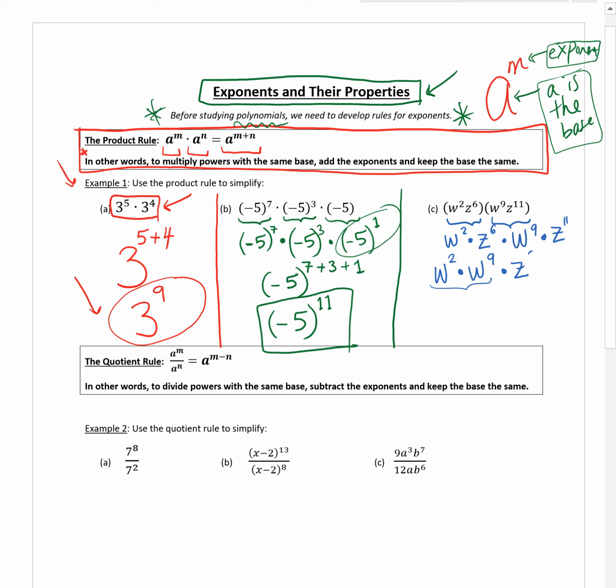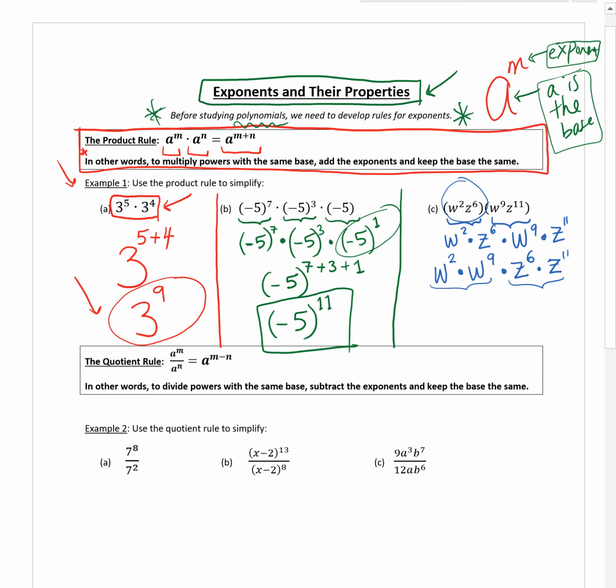There was a z to the 6th, and then there was a z to the 11th. Because I have no hope of combining, I can't multiply w to the 2nd power and z to the 6th because they have different bases. There's no way to do that. This property, the product rule, only works if they have the same base.